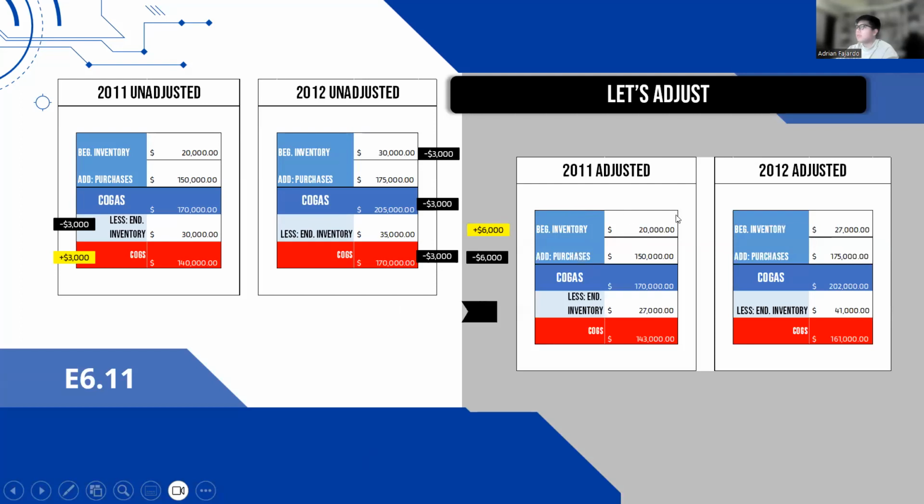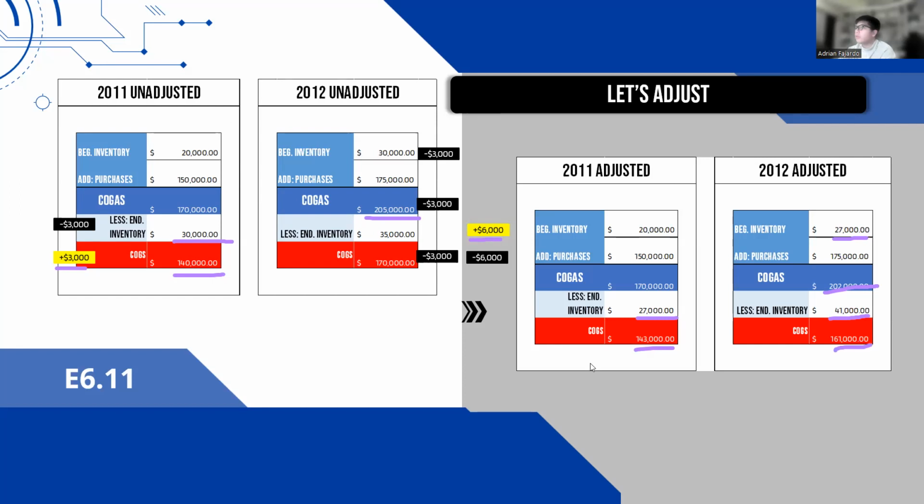Ito yung base. So, itong 30 minus 3,000 naging 27. Itong 140, in-add natin ng 3,000, so naging 143. Itong beginning inventory, alam natin dapat 27 to. Our cost of goods sold that was overstated by 3,000, naging 202,000. Our ending inventory, naging 41,000 because we added 6,000. And then now your COGS, we subtracted by 9,000.